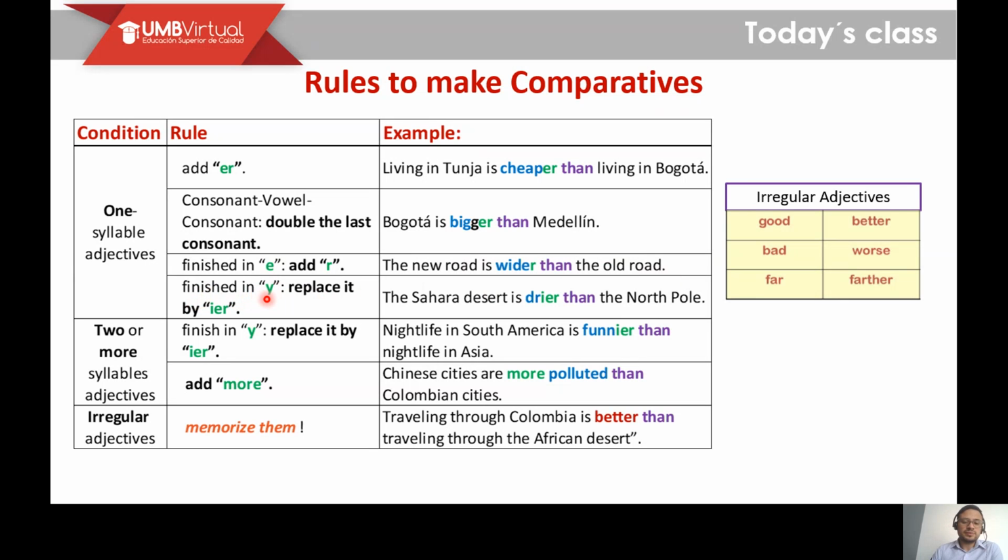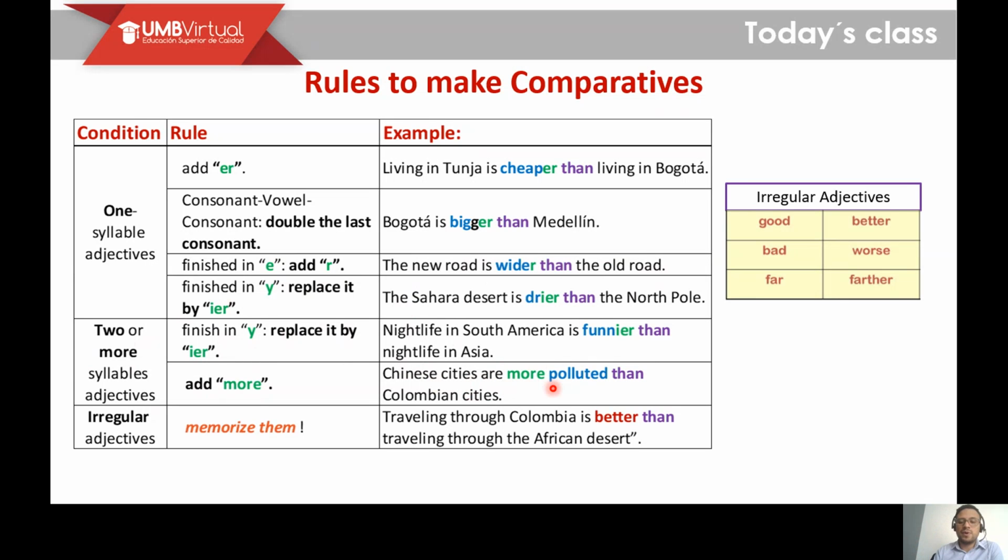And if we have an adjective finished in Y, we are going to replace Y for IER. The Sahara Desert is drier than the North Pole. If we have two or more syllables, adjectives, it finishes in Y, we are going to replace it by IER. For example, funny. Two or more syllables, funny. We have funnier.